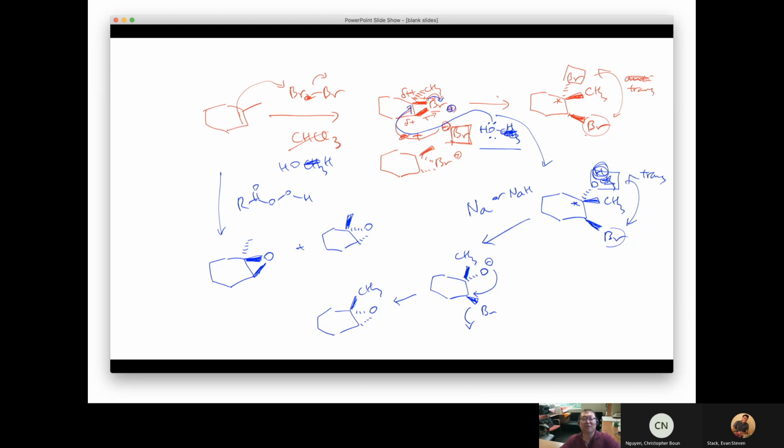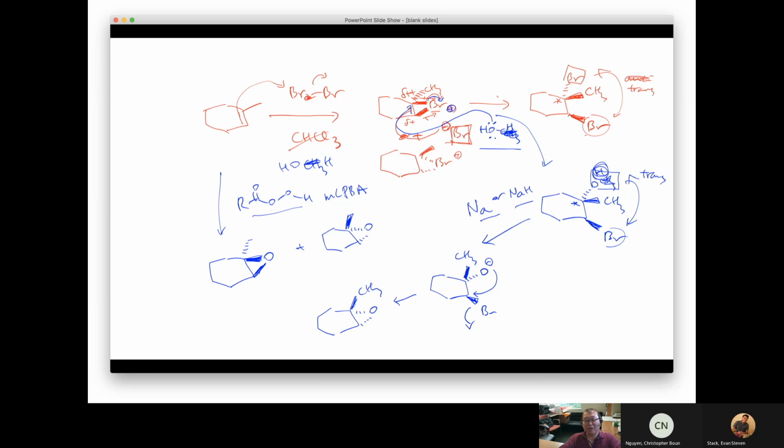You can make an epoxide from a peroxy acid, something like MCPBA, or you can do the halohydrin reaction and then treat with sodium hydride or sodium, so you can make an alkoxide and then make the backside attack. Then you can make an epoxide that way too.